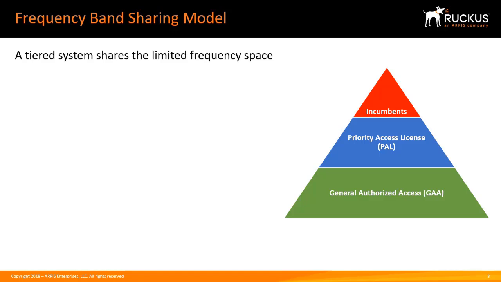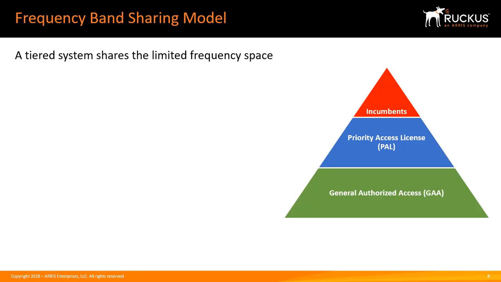Notice the pyramid shape. This shape is important because it shows the expected usage of the spectrum. While the top tier has the highest priority access, it is expected to see the least use. The bulk of the spectrum usage will occur in the lower tiers, and as we'll discuss later, the middle tier has hard caps to ensure the lowest tier has access.